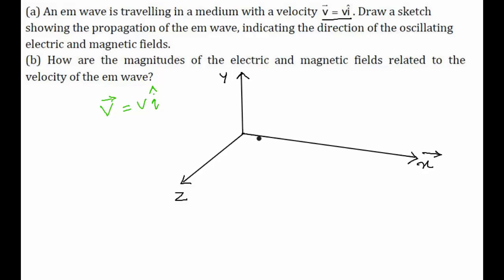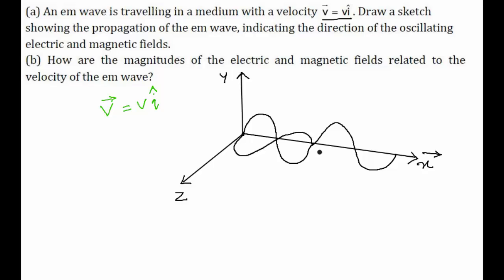So let's draw the electric field. It will be in the y direction and it will be sinusoidal as we know. So it will be somewhat like this. And what about the magnetic field? It will be again perpendicular to this electric field and also to this x direction. So it will be somewhat like in the xz plane.